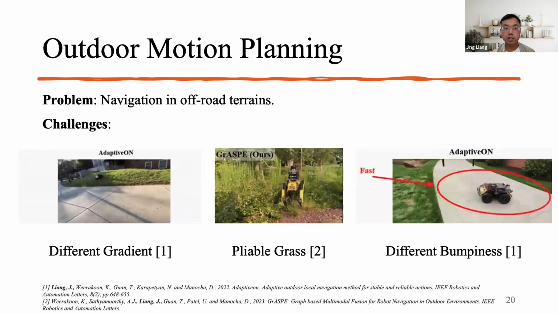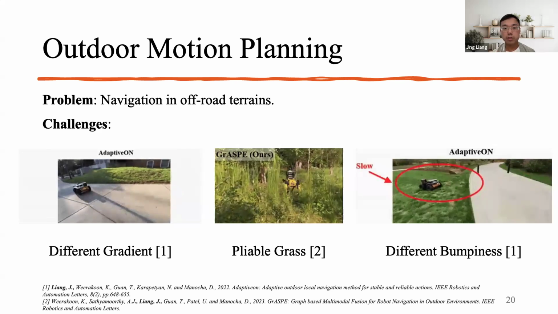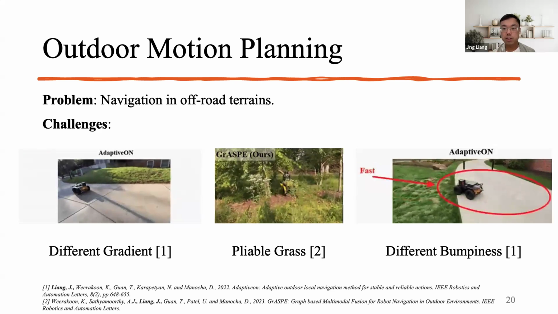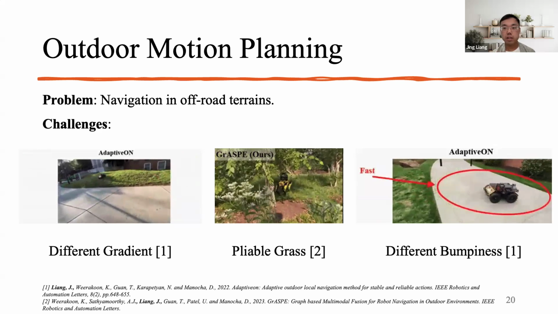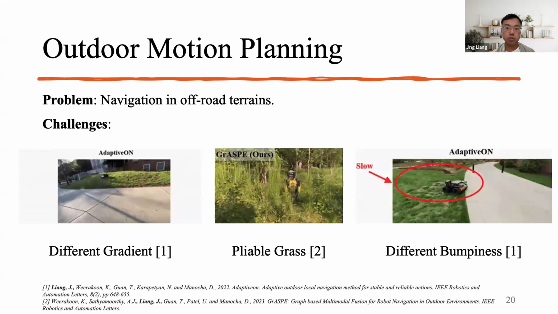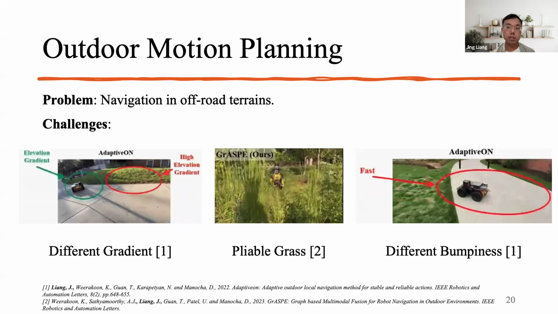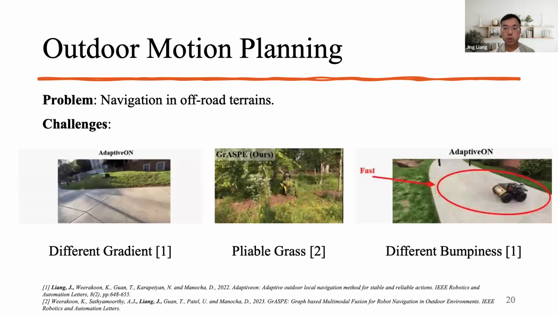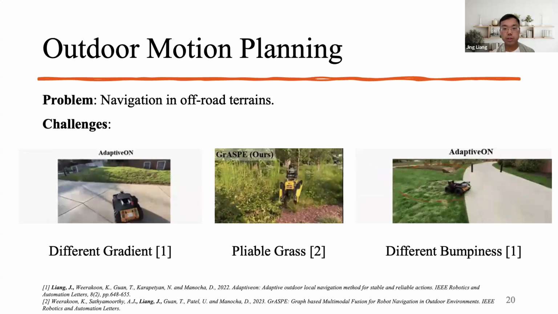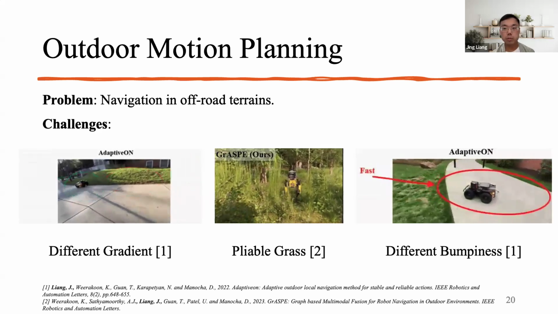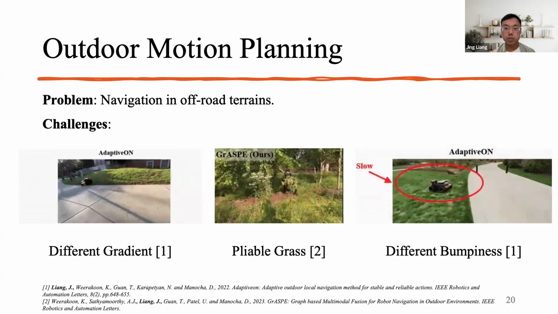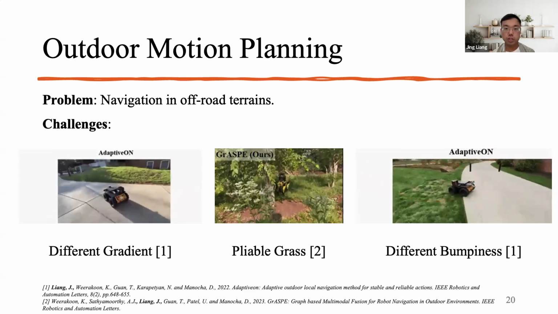The second scenario is when the robot is traversing woods or tall grass. In this scenario, there are lots of occlusions, and robots should be able to traverse the pliable grass instead of treating it as obstacles. And the third scenario is bumpy terrain for wheeled robots. When the robot is running on very bumpy terrain, it should not move too fast and damage its structure.